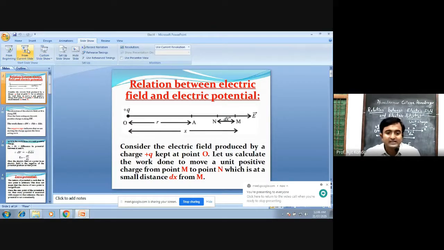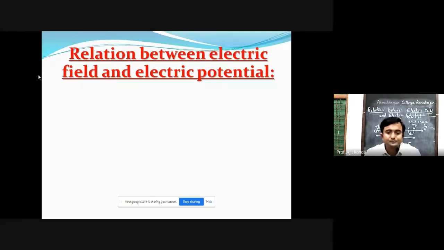Now we will see the slideshow. Relationship between electric field and electric potential. Then the detailed explanation for this will be like this.